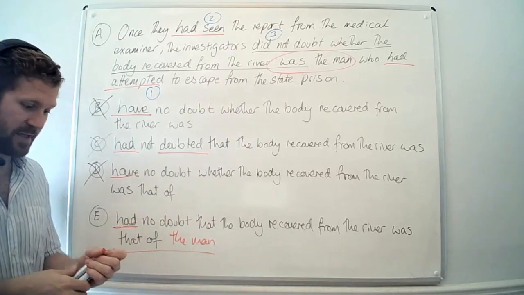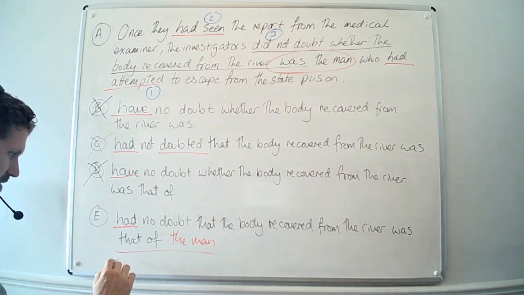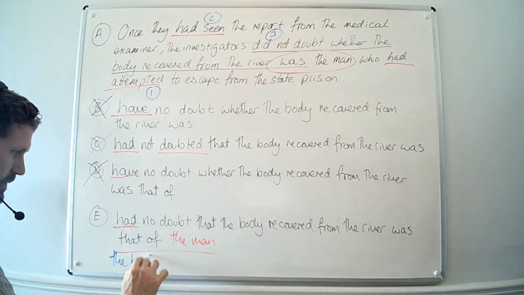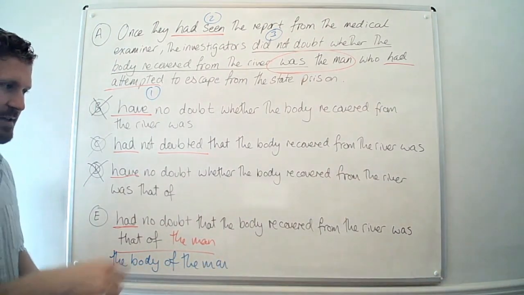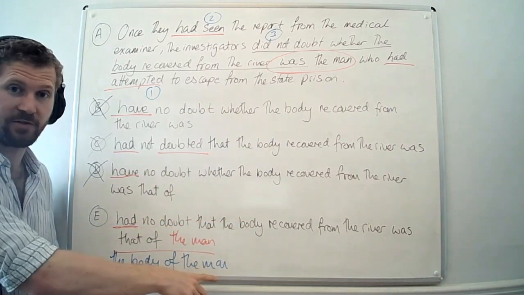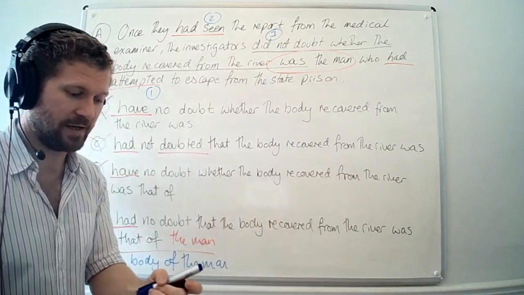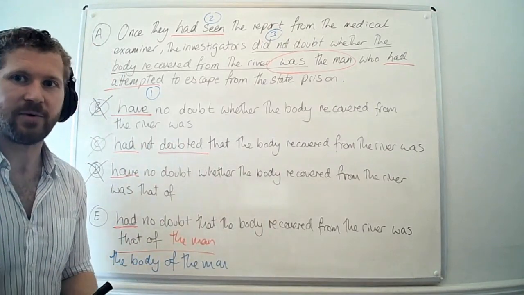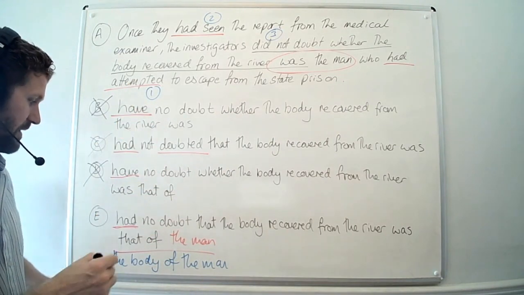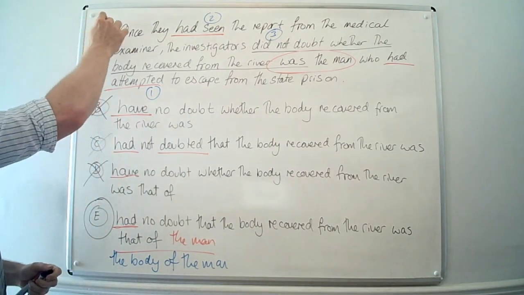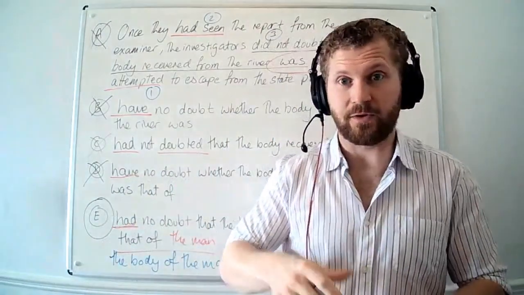What I could say is that it makes more sense, as we've got here, we've got that of. That's a pronoun. We would replace the that of with the body of the man. And it makes more sense to say that the body recovered from the river was the body of the man than it does to say that the body recovered from the river was the man. You've got to be very literal with meaning when you get into a GMAT question. But in this case, E is going to be a better option than A. And so we can take E as our answer and cross A out. If you want more detail on that one, we go into a lot more detail almost on this question.